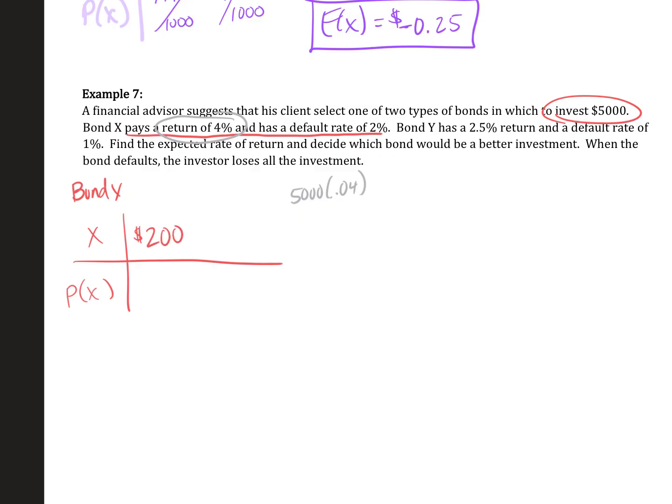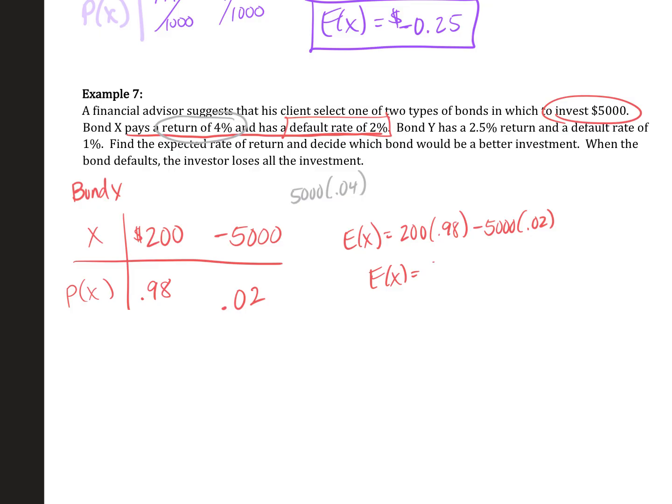The default rate is what the chance of you losing your money is. So this is the probability that we lose all $5,000. Okay? And then obviously the probability of making that investment is 0.98. So my expected value of X is going to be $96.